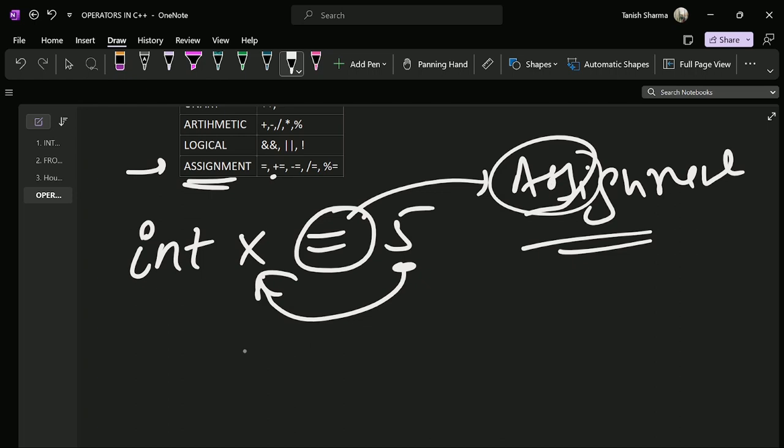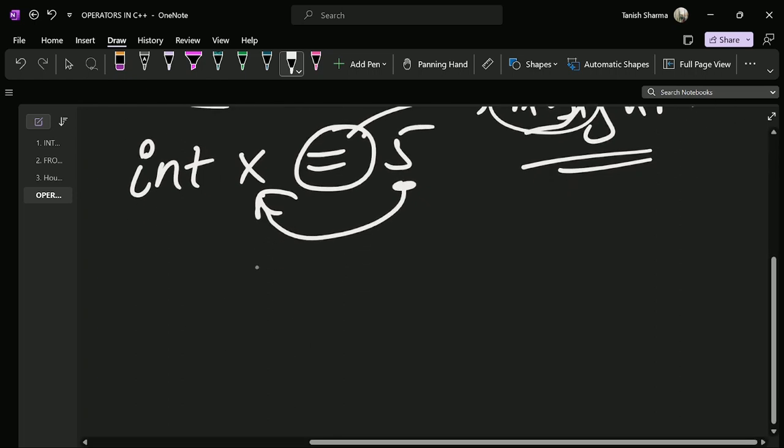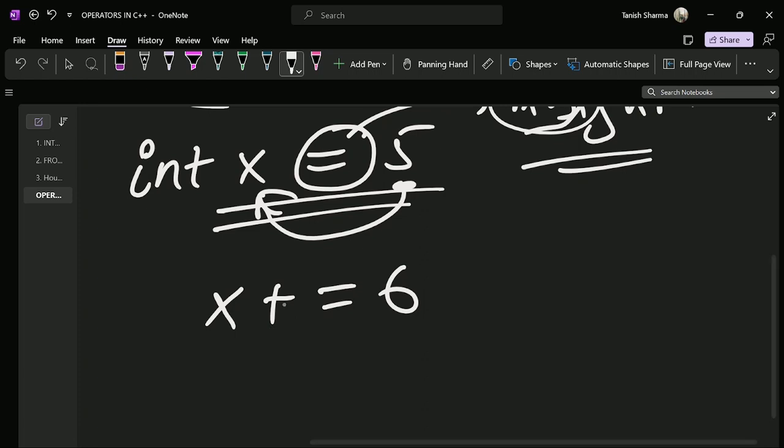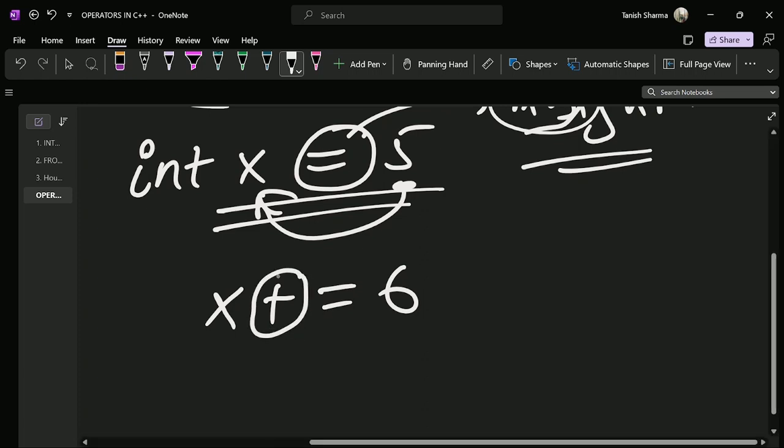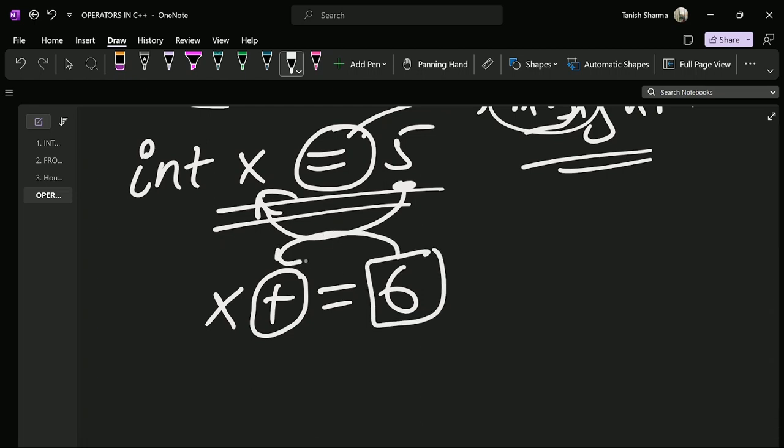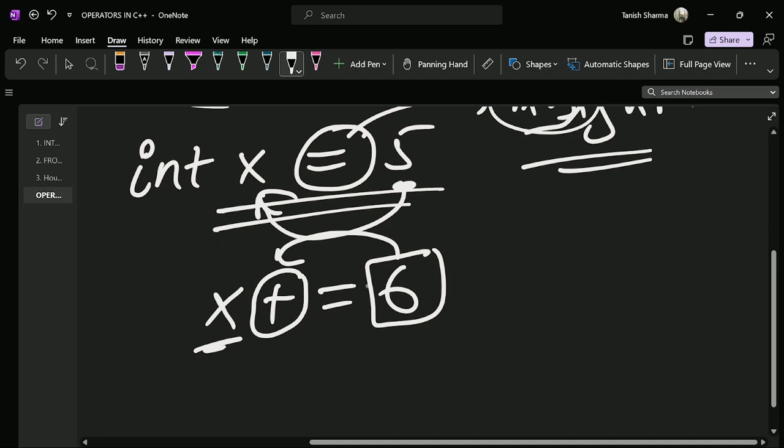Let's say I have already declared x is equal to 5, so x has been assigned a value of 5. Let's try this: x plus is equal to 6. What does that mean? That means x will be assigned a new value, that is, 6 will be added to the pre-existing value of x. This is equivalent to x is equal to x plus 6.